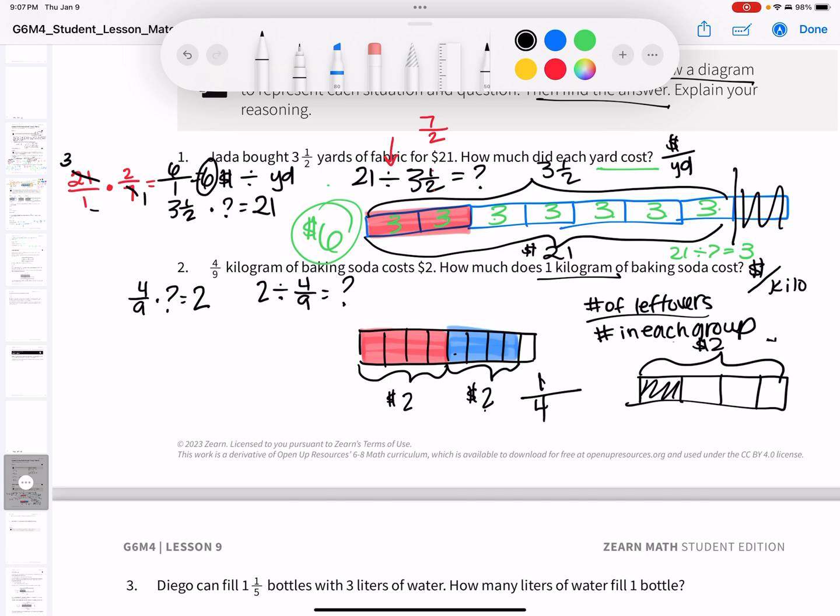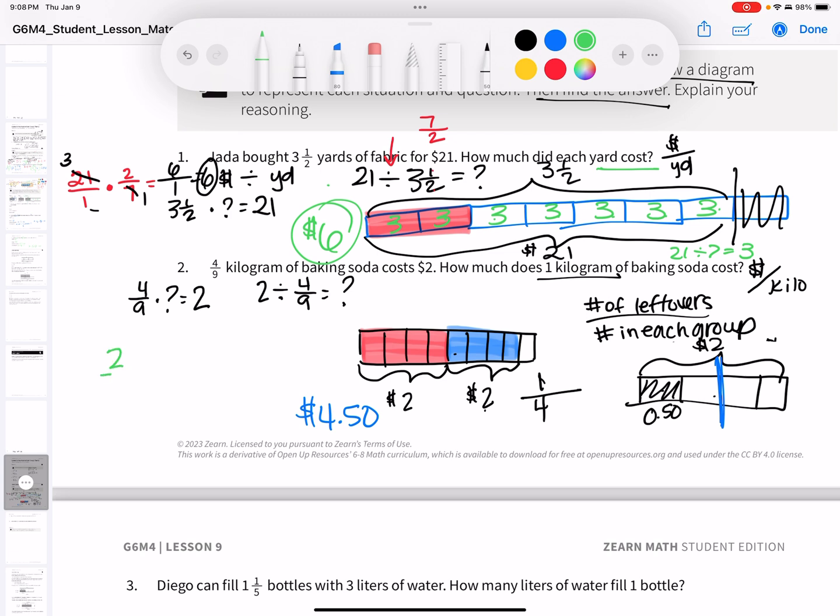1/4 of $2. Well, 2 needs to be split between 4. So each is going to be 50 cents. So 1/4 is actually 50 cents because here would be $1. So half of $1 is 50 cents. So the answer is $4.50. Now let's try our keep change flip to see if we get $4.50.